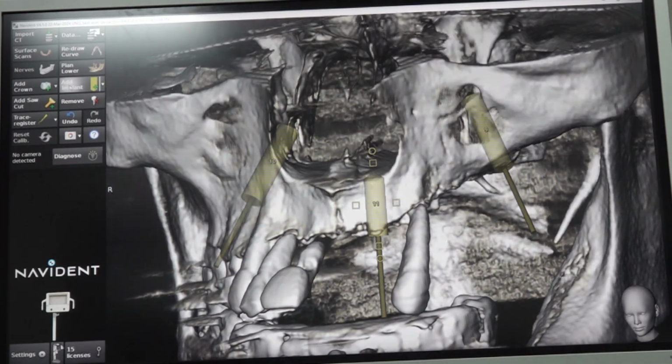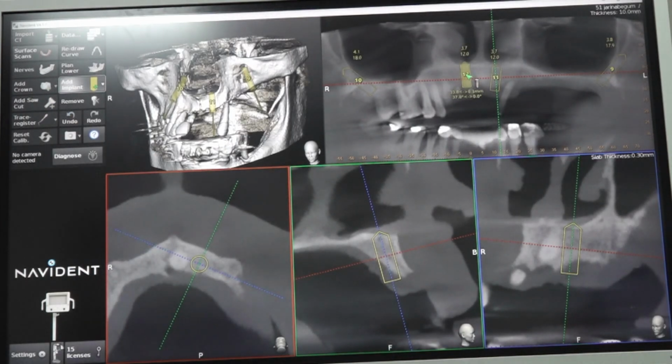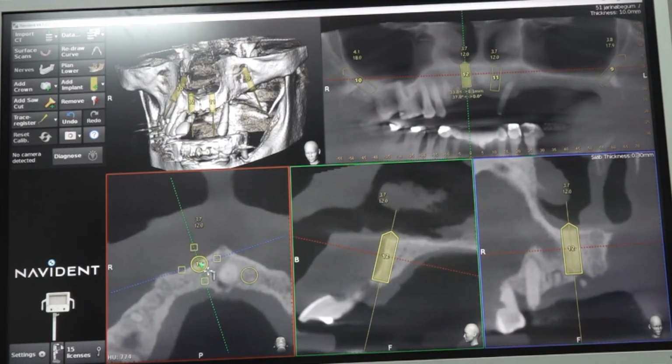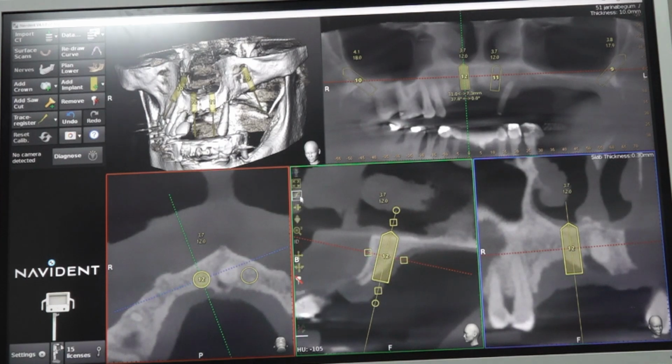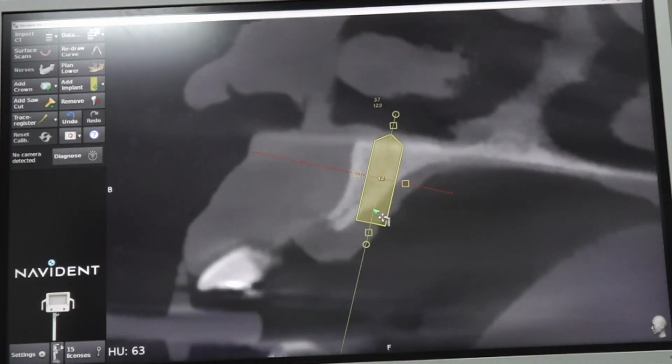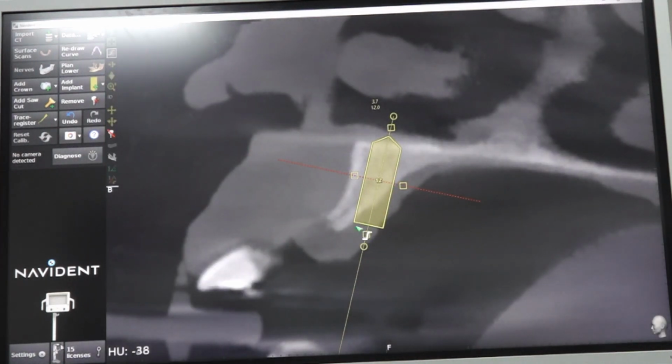So now we are planning for the right side, 1-1, 1-2. Here also it is resorbed, right? The ridge is only 2 mm, right? So 3.75 into 10 or 11.5 we can place. Right?